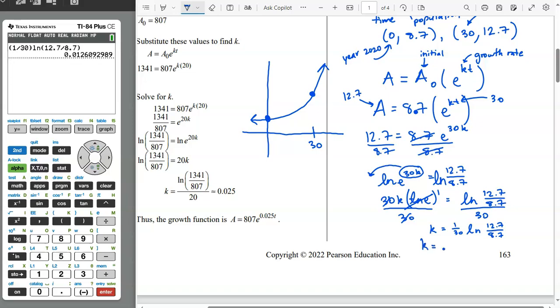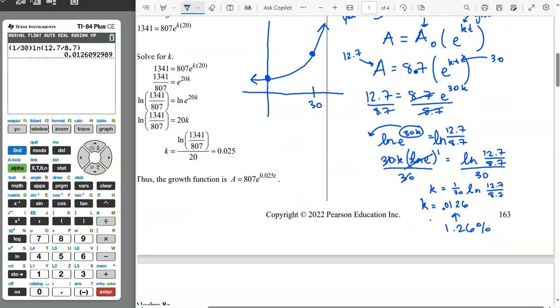Of course, this one's as a decimal, but we can read it as a percent. How many decimals do we want? It was 0.0126. And so that is a 1.26% growth rate, but our k value, we'll keep it as a decimal, the 0.0126.